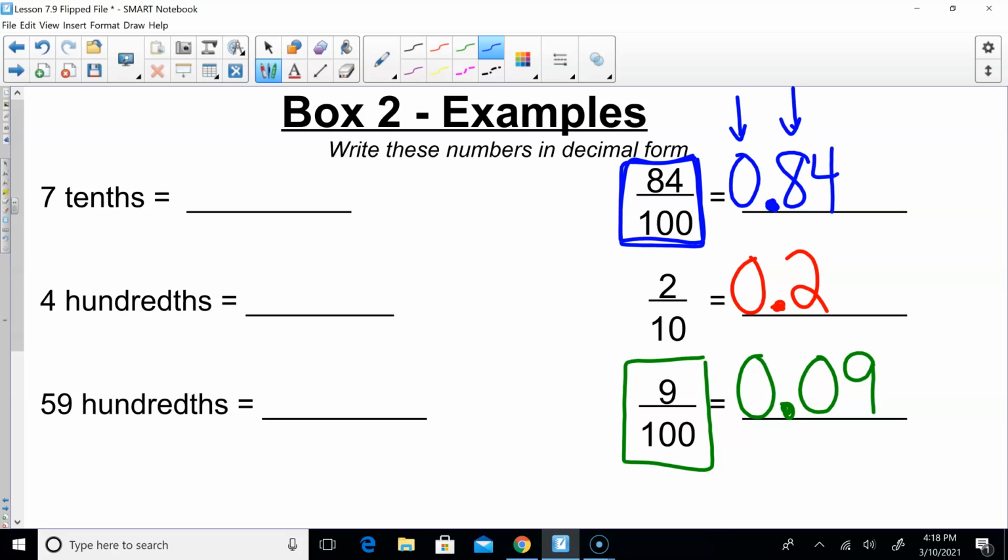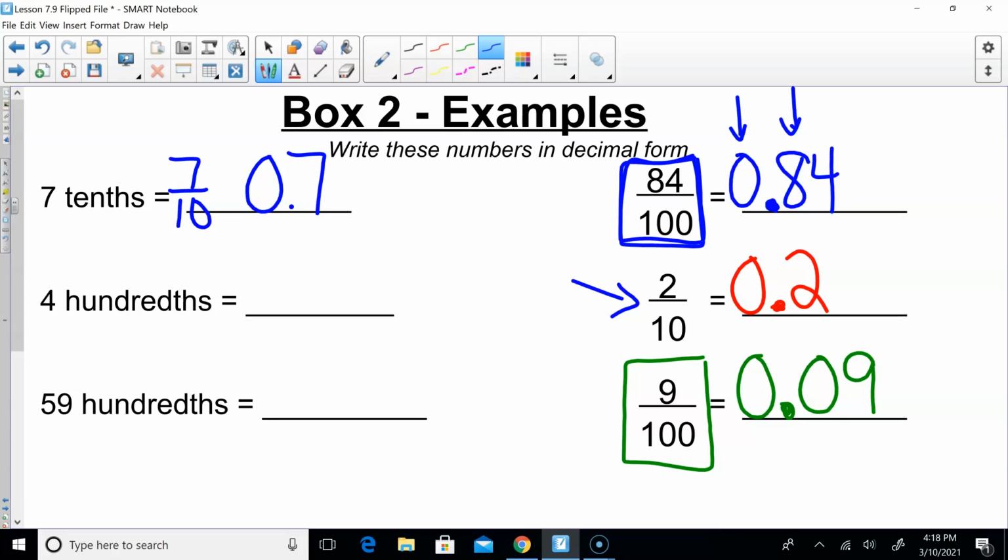With word problems, 7 tenths, what I would do first is write a fraction first. Well, 7 tenths looks like this. Okay, now I see the fraction. Oh, 7 tenths. It looks very similar to that one of 2 tenths. So it'd be 0.7. It's like having 7 dimes. And that's my tenths place value.